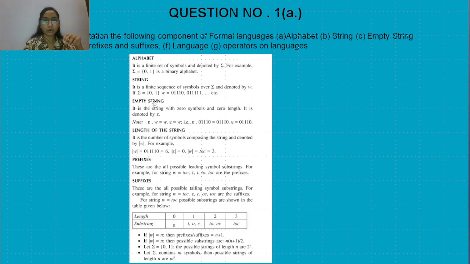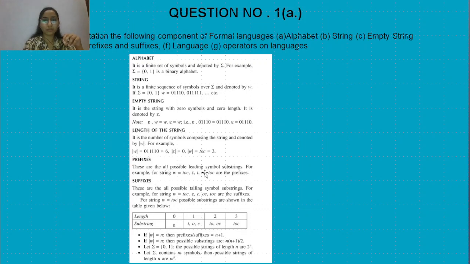If the alphabet is 0 and 1, W equal to 0 1 1 1 0 0 1 1 1 is an example. Empty string is denoted by epsilon. It is a string with zero symbols and zero length. Length of the string is denoted in mod form. The string is denoted by W, and mod of W denotes the length of the string, the number of symbols that comprise the string. For example, this.